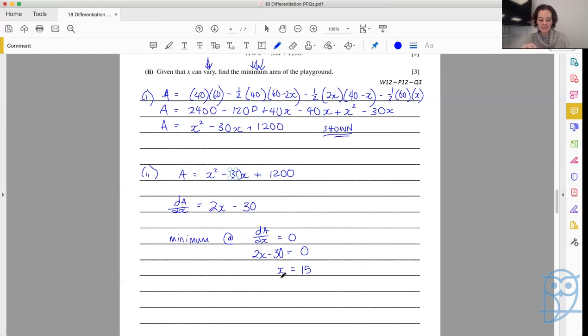Okay, so we have our minimum at x equals 15, but that's not what they asked us. They asked us, what is the minimum area of the playground? So we need to know what A equals when x equals 15. At x equals 15, A equals 15 squared minus 30 times 15 plus 1,200. So A is going to equal 975 meters squared. It's an applied question, so we have applied units.